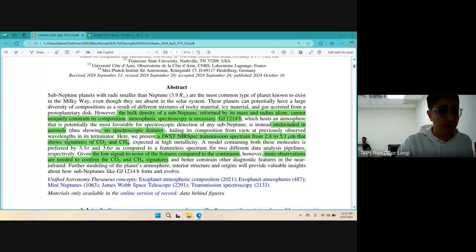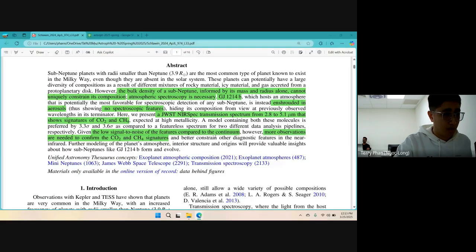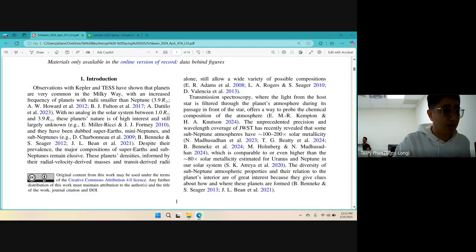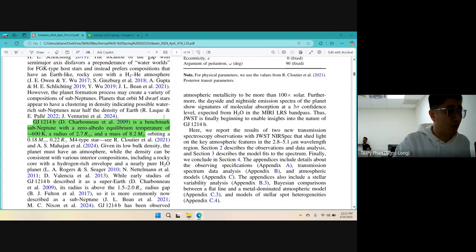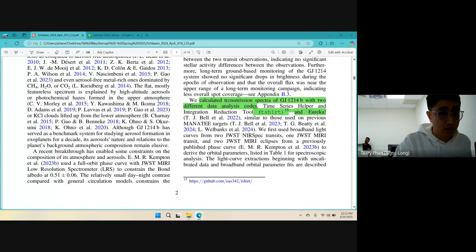it is covered by aerosol, the thick aerosol. So that's why there's no spectroscopic feature in the previous study, and in this study they used the JWST NIRSpec transmission spectrum with a coverage between 2.8 and 5.1 micron to analyze the atmosphere of this exoplanet. And they use two different data pipelines, which are called tshirt and Eureka.